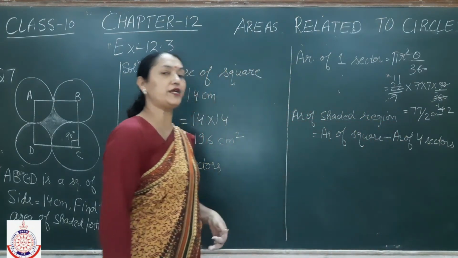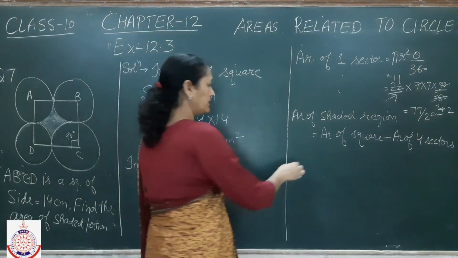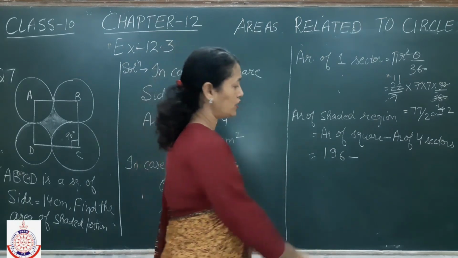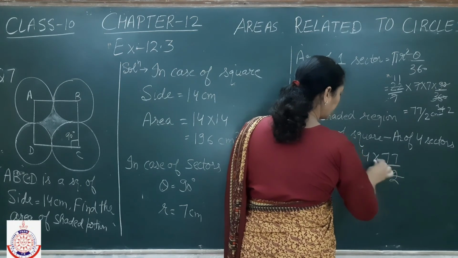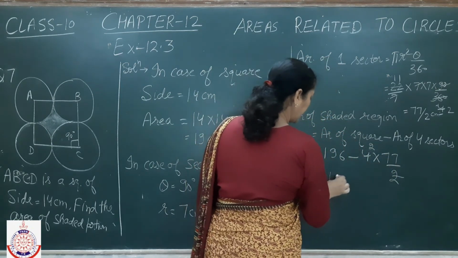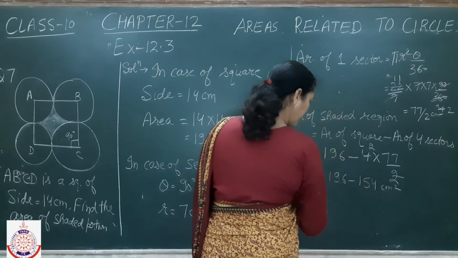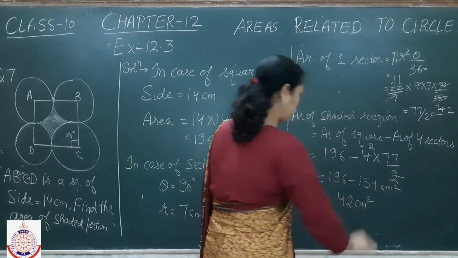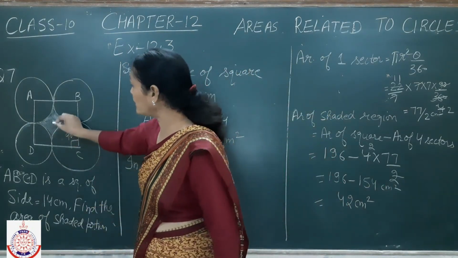So for the area of the shaded part, what I have told you, from the square these 4 sectors are being cut. So the area of the square minus the area of 4 sectors, so 4 into the area of 1 sector. So 196 minus 154. After subtraction, we will get 42 centimeters square. So this 42 centimeters square is the area of this shaded part.